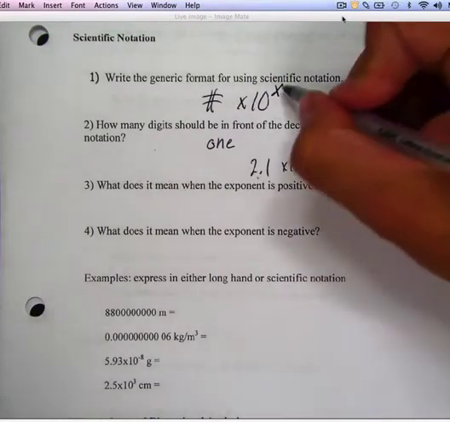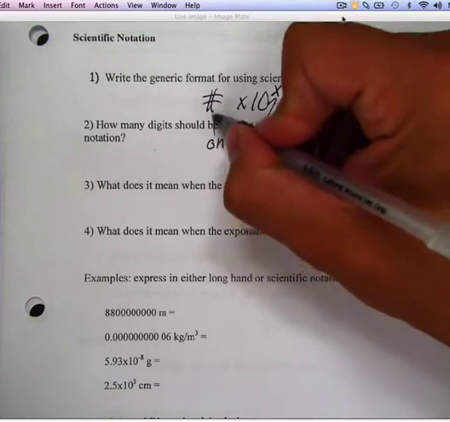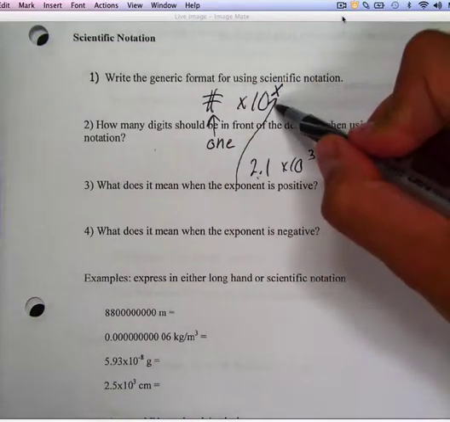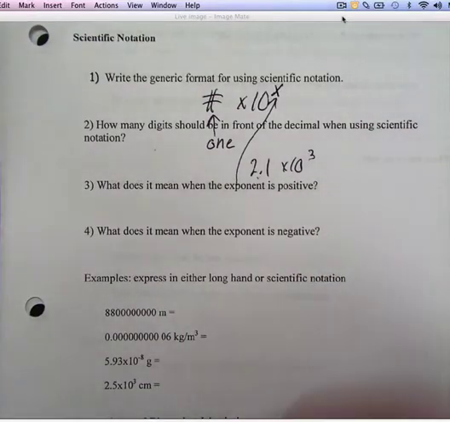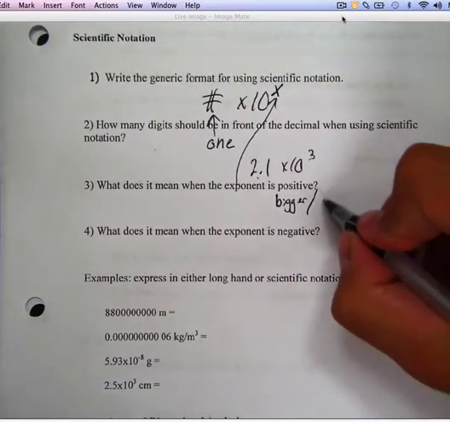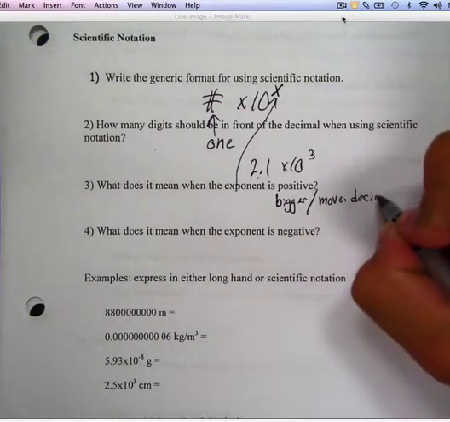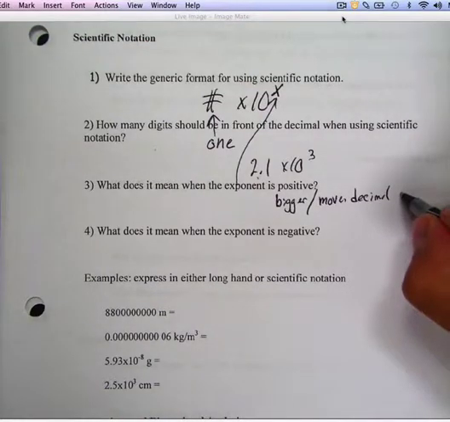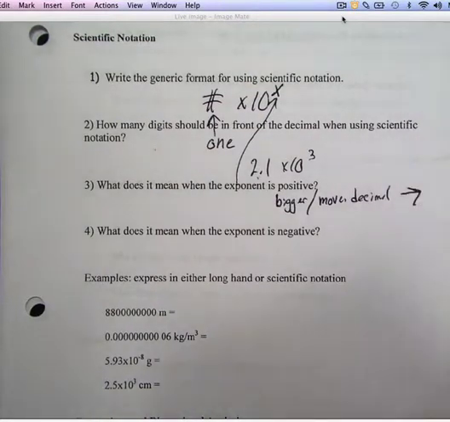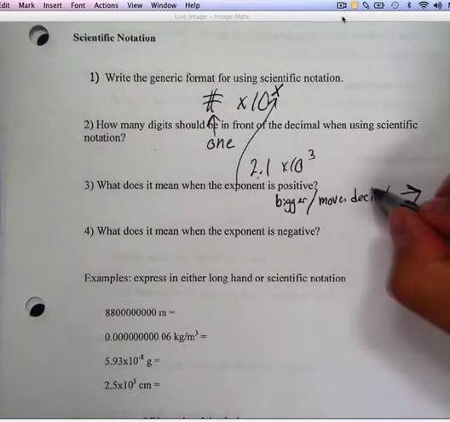Positive exponent, so the exponent would be this, and this number goes to here. If this exponent is positive, that tells you that the number is bigger, or depending on what you're doing, you're going to have to move the decimal to the right. That's a bad arrow, but we'll work it out. You move the decimal to the right.